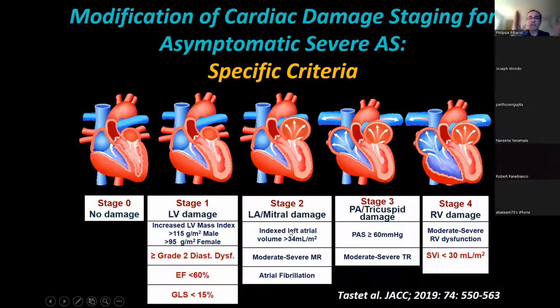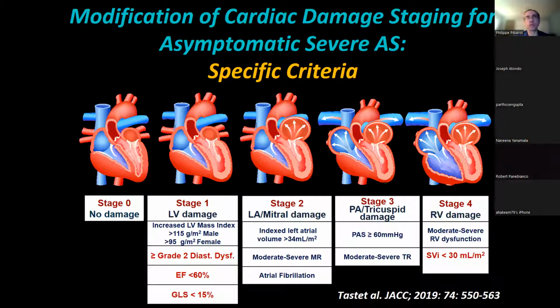Stage 2 means damage at the left atrial mitral valve level, with enlarged left atrium, moderate to severe MR, and or AFib. AFib is the only non-echo parameter in this classification. Stage 3, pulmonary arterial tricuspid valve damage with systolic pulmonary hypertension. This is defined as a systolic pulmonary arterial pressure of 60 or more, and or moderate to severe TR. And finally, stage 4 means damage at the level of the right ventricle, defined as moderate or severe RV dysfunction.